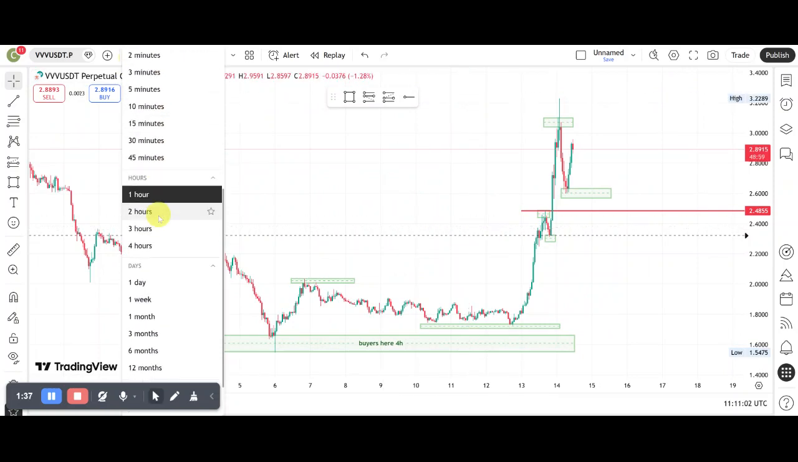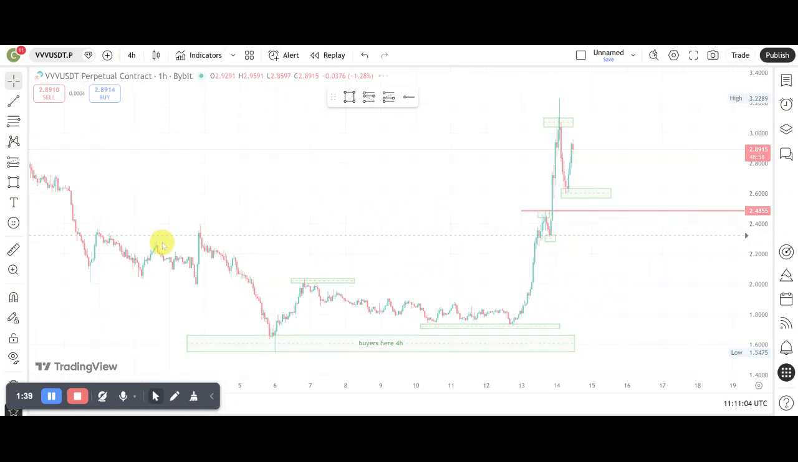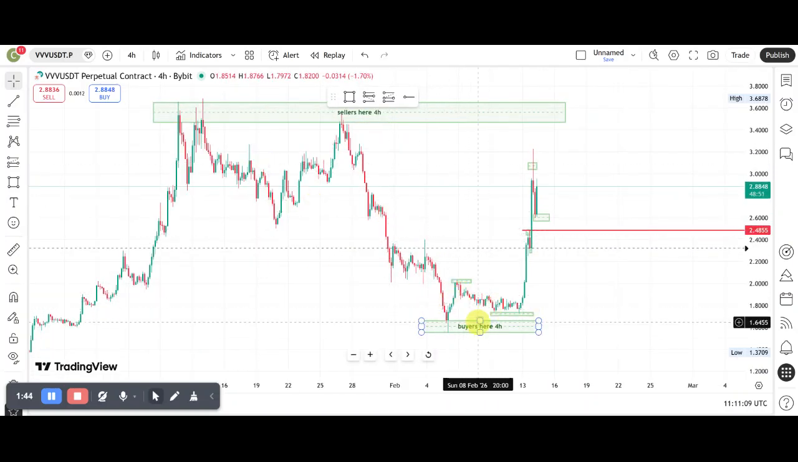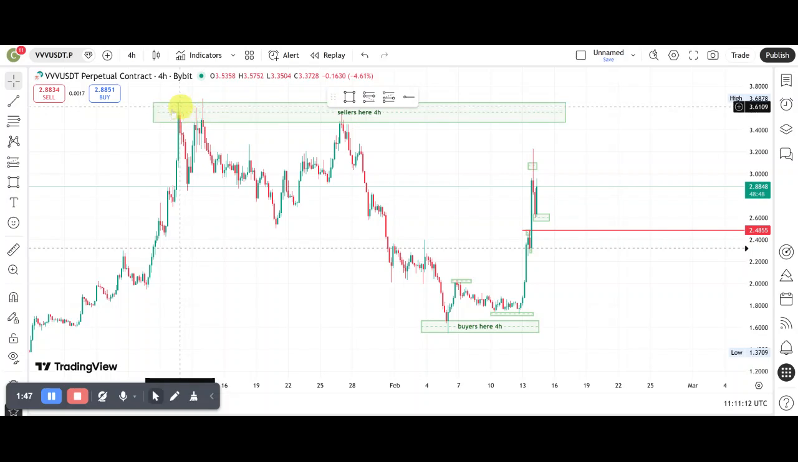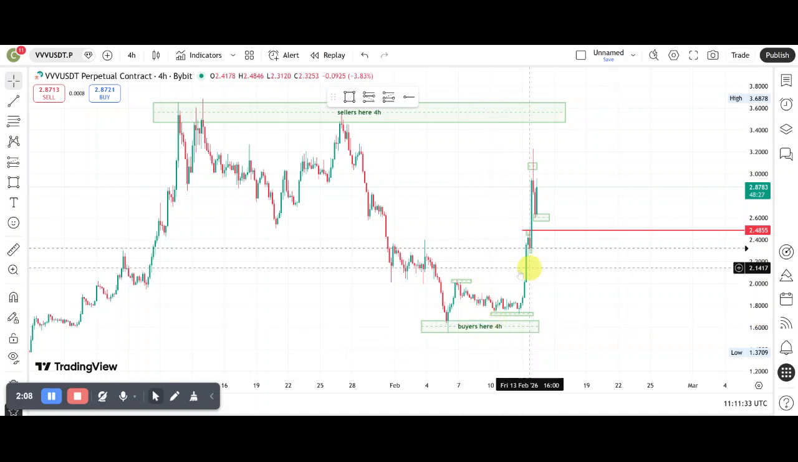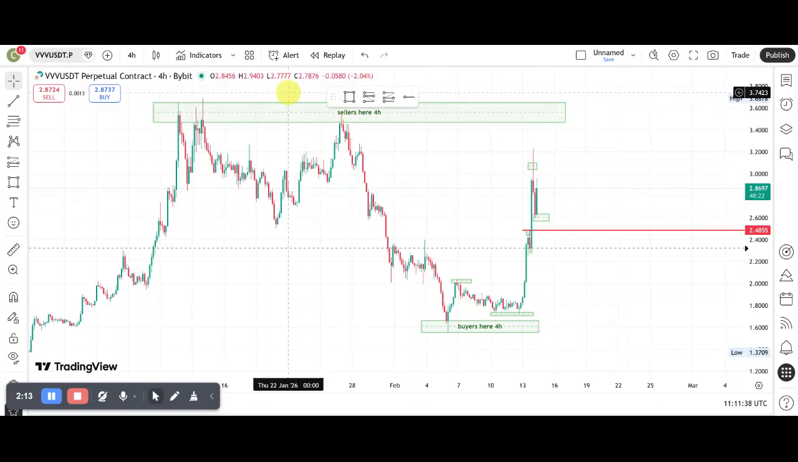So I scale up to the 4 hour time frame just to see if I can find something clearer than what I have on the 1 hour. Here I can see we have a swing high. This is a very strong swing high because price has bounced from it several times. And here we have a strong swing low, which is the start of this entire bullish momentum. So I can place my hypothesis that buyers are here.